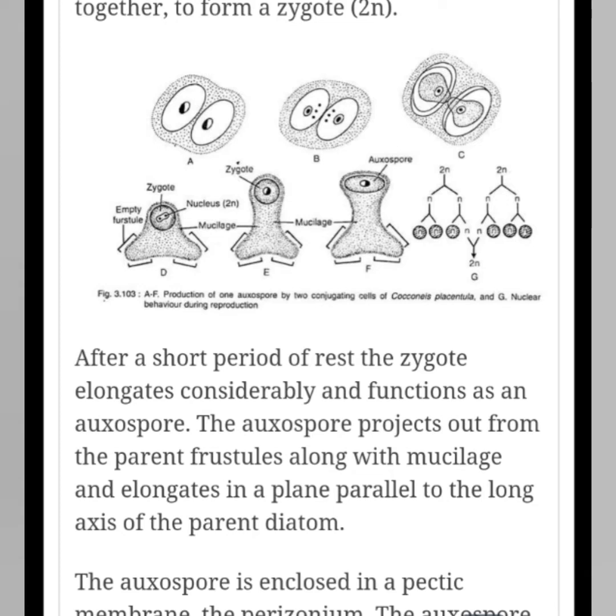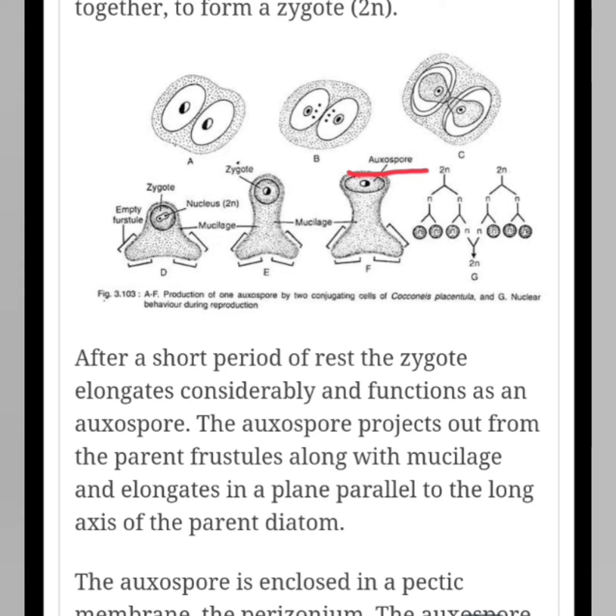Thus, a new diatom cell is formed which regains its normal size. So here, this auxospore in this figure which you see will get enclosed in a pectic membrane known as the perizonium, and inside this pectic membrane it will develop a new frustule. Alright, so a new diatom cell is formed, and this new diatom cell regains its normal size.